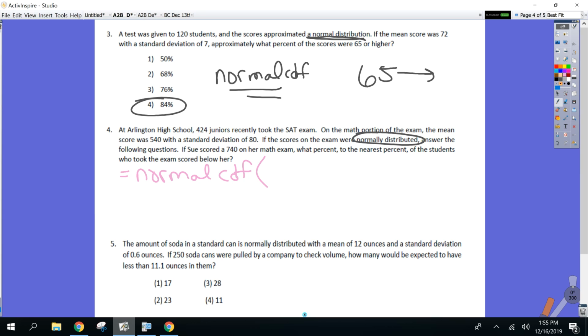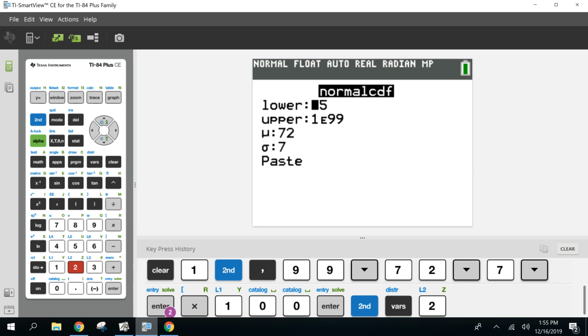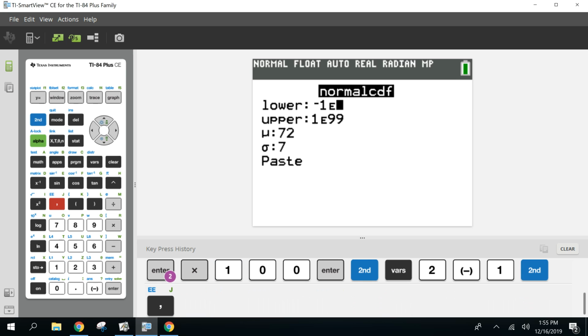So in words, what's my range right now? 740 or below. Are we okay on what we're finding? Okay, how to plug that into the calculator now. What's my lower? Negative infinity. So instead of putting 1, negative 1E to the 99. And then what's your upper bound in this problem? 740. Good, we got it.